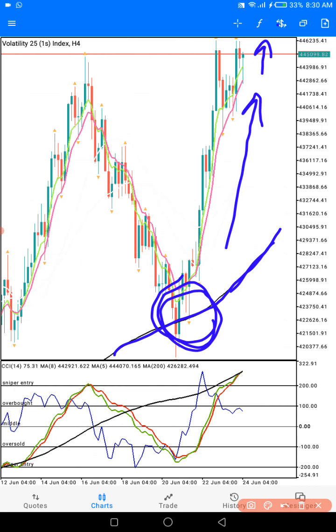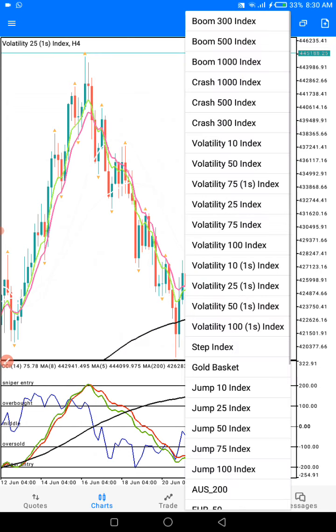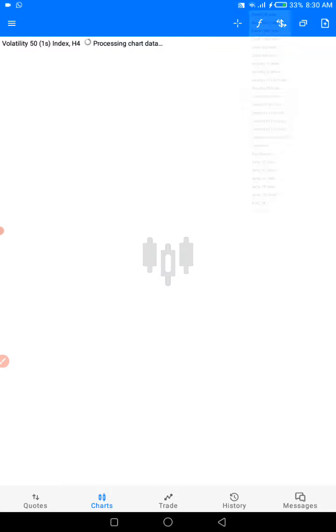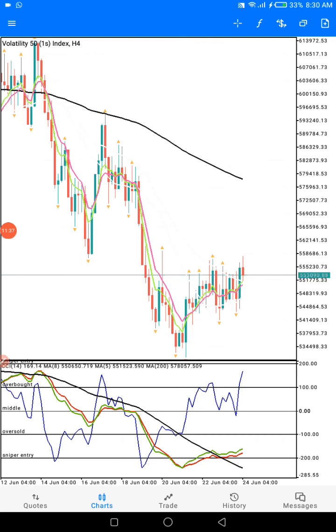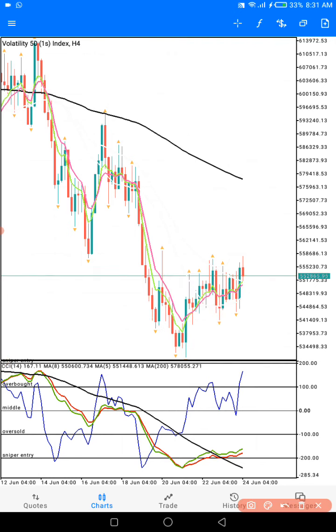Now let's look at Volatility 50 (1s) on the higher time frame. This is the VIX 50 (1s) on the 4 hour time frame, and if you look at it very well, it is a selling signal. It has been selling for some time now, though the trend is trying to make a U-turn with this signal here. It's trying to give us an uptrend with this signal we're getting now.